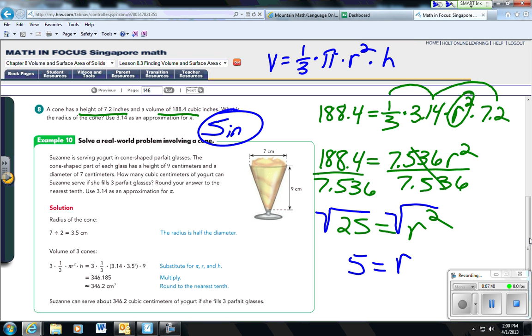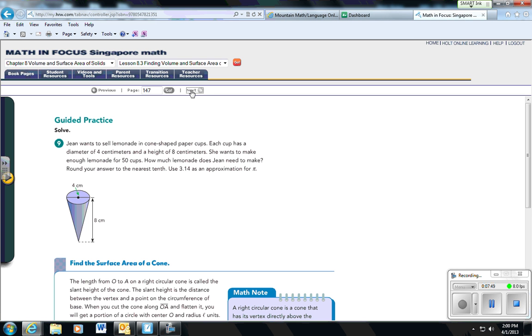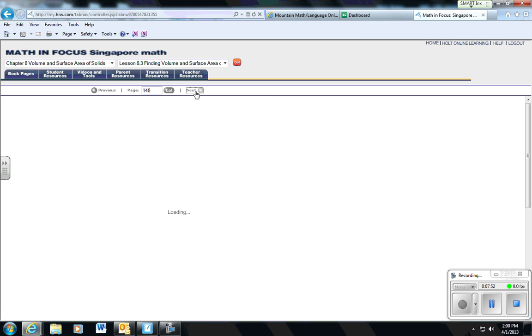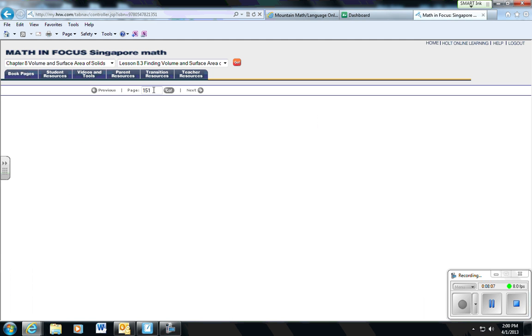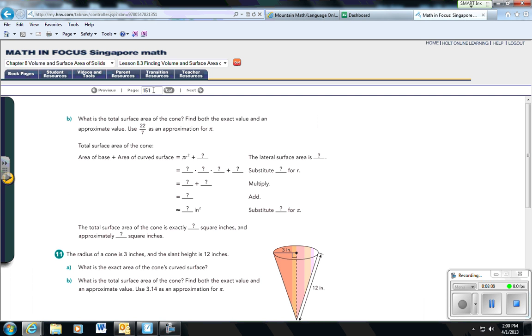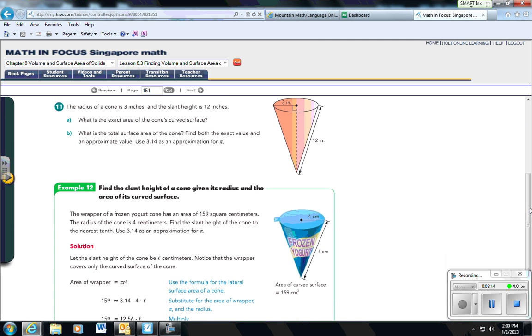Okay? That's number 8. Now we're going to jump to number 11. This will be the last one. And that is on page 151. All right, so 151, problem 11. You see the cone they gave us there.